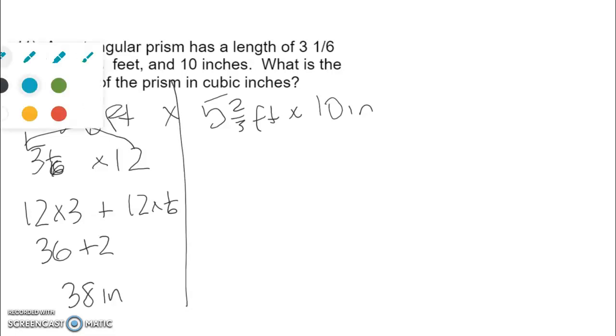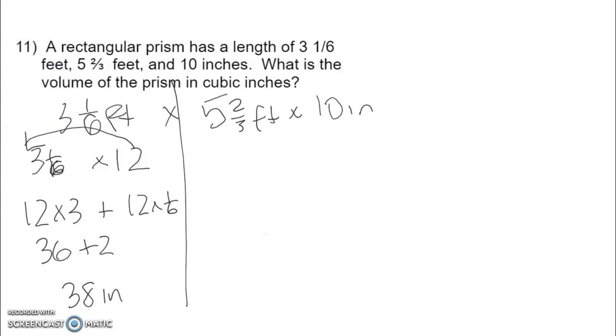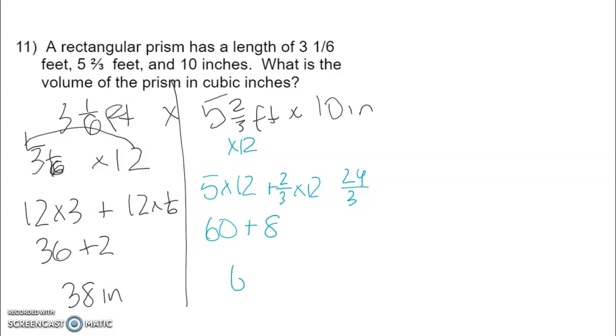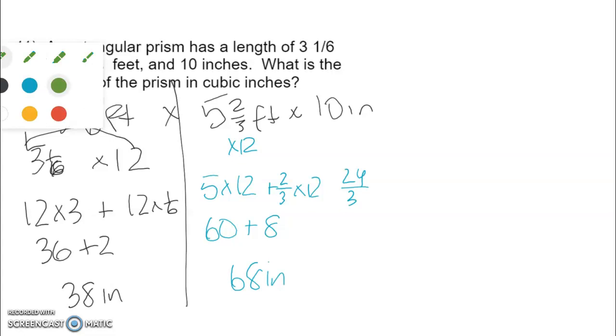Then I'm going to move on to my next side. I've got 5 2/3 feet, but again, I need to change that over to inches. So I'm going to multiply that by 12, and I'll start by multiplying the 5 by 12, which is going to get me 60. And then I'm going to multiply the 2/3 times 12, which is going to get me 24/3, which is equal to 8. Adding that, I'm going to have 68 inches on that side. And the last side is going to be 10 inches.